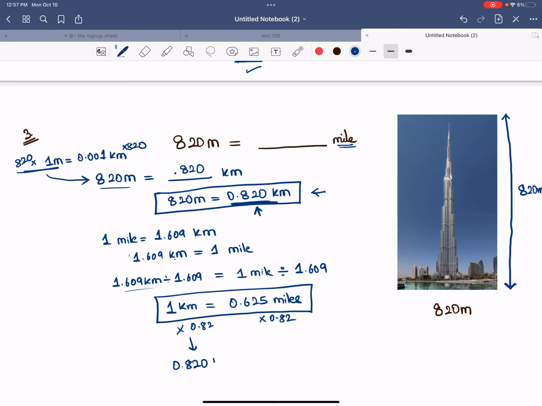0.820 kilometers, and that's equal to, I'll need my calculator for this, 0.625 times 0.82. That gives me 0.51 miles. That's fun, yeah? This should make sense because a mile is a bigger unit. So if it's 0.8 kilometer, this will definitely be less than 0.8. And 0.5 is definitely less than 0.8.